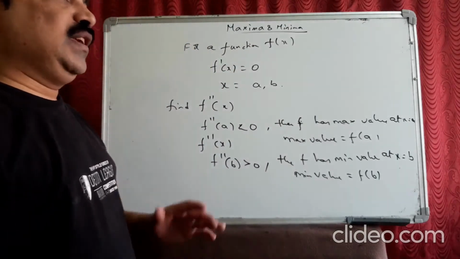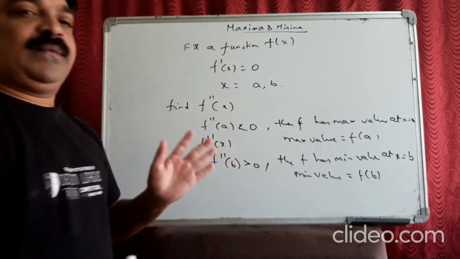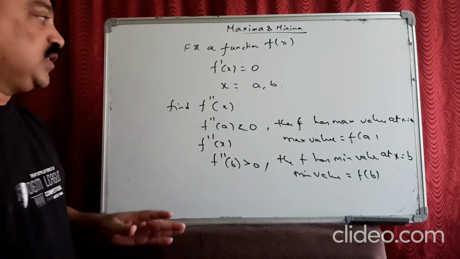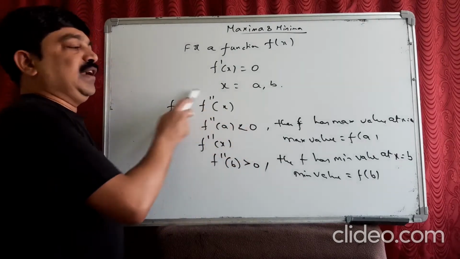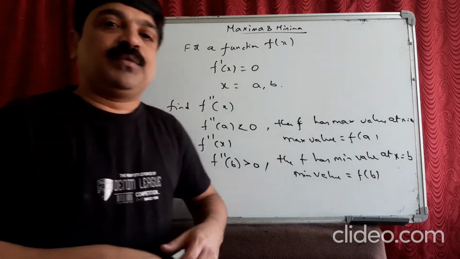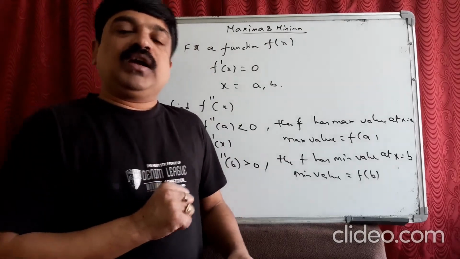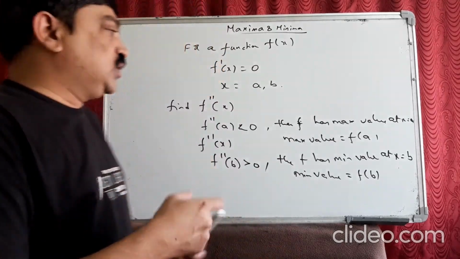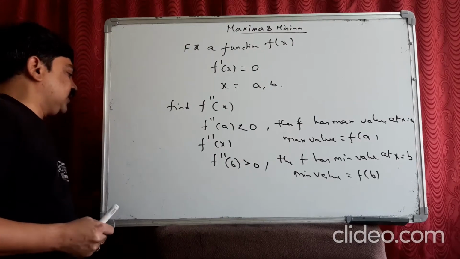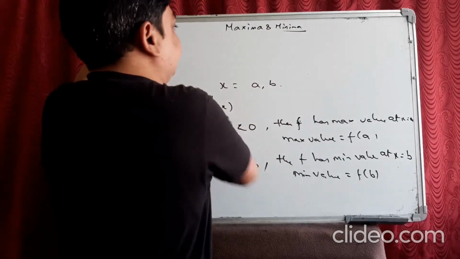And there are certain functions for which we don't go with the double derivative. Those are to find absolute maximum and absolute minimum. We don't go with the double derivative. I'll tell you when the problems come. So let us start the problems of exercise 6.5.